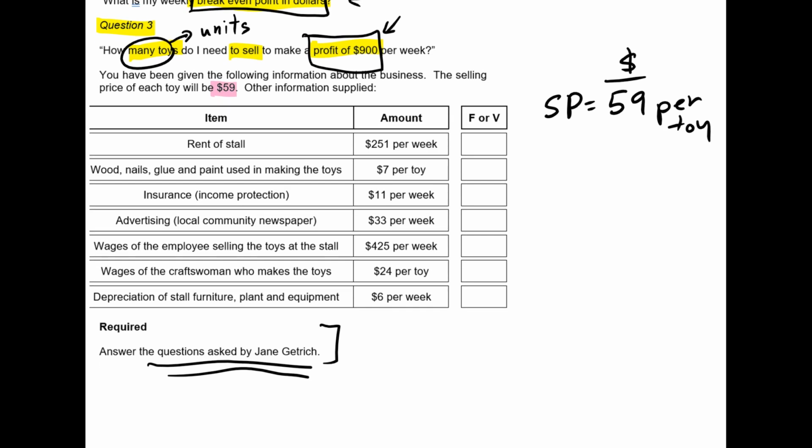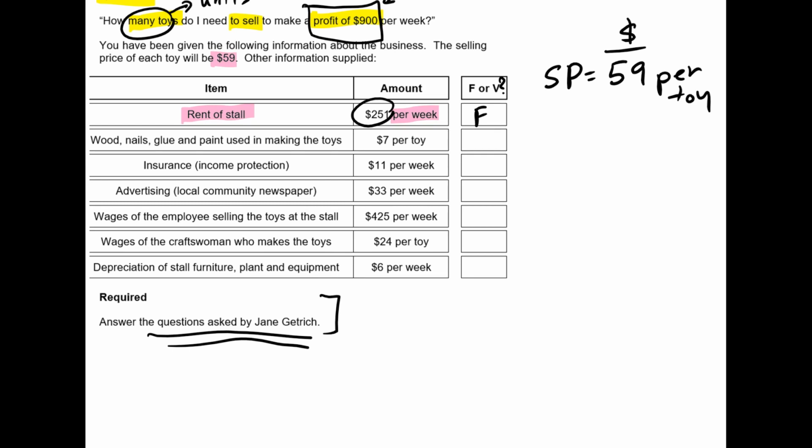Rental of store: you need to know whether this is a fixed cost or a variable cost. You have to ask yourself, fixed or variable. Your rental of store is $251 per week. No matter how many toys you have sold, you still need to pay this $251. So this is considered a fixed cost. Rental is a fixed cost.